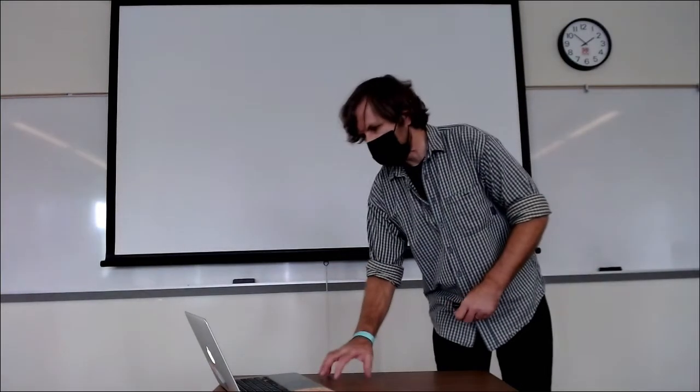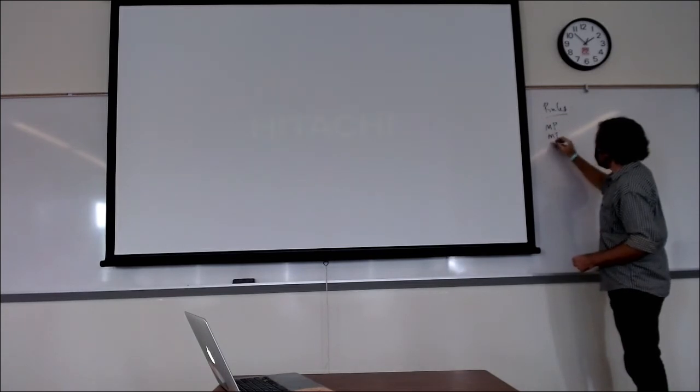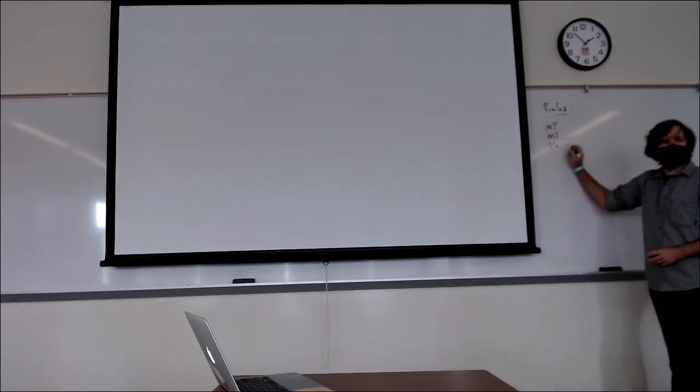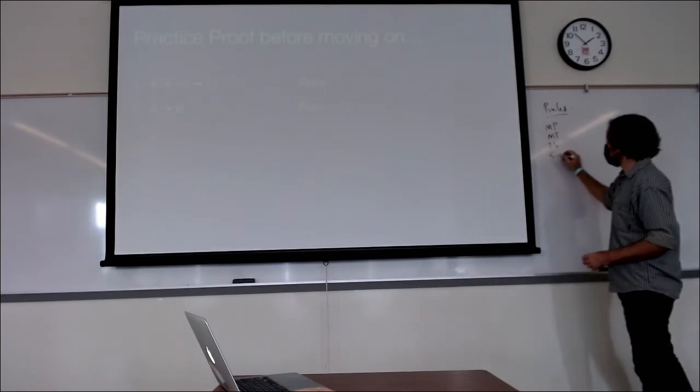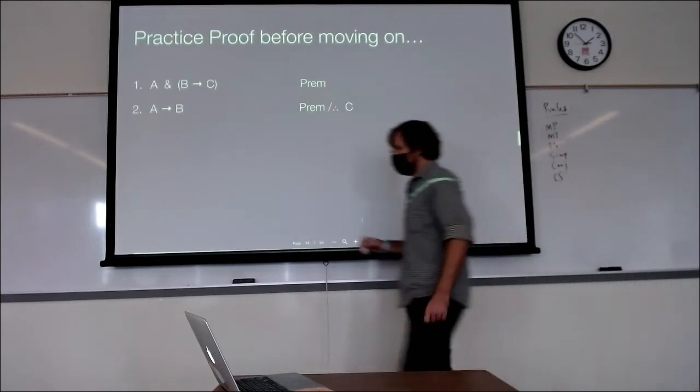So, I want you to do a practice proof before we move on. I'm going to put it on the board right here. Let me write down our rules so far. We have NP, MT, DN, simp, conj, and CS. Let me write it down here.